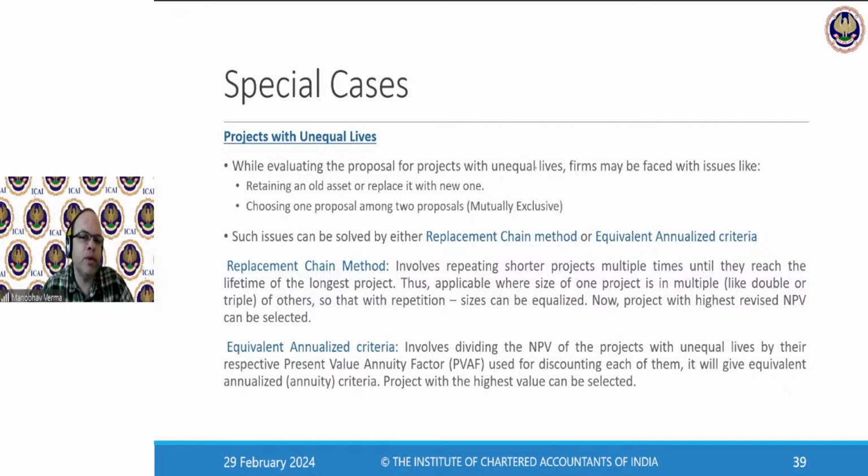While evaluating proposals for projects with unequal lives, you are discussing issues like retaining an old asset or replacing it with a new one, choosing one proposal over another. And these situations can be pretty much solved by two methods, the replacement chain method or the equivalent annualized criteria. So let's discuss these one by one, guys.